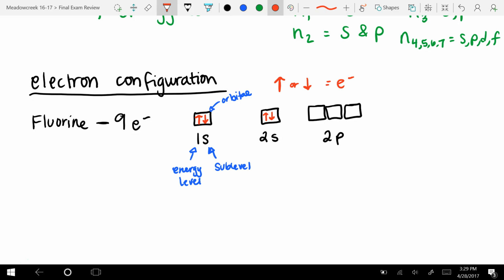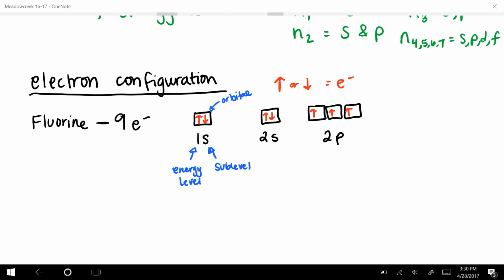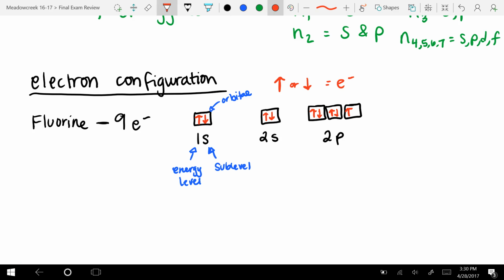Now, when we get to the P level, all of the orbitals inside the P sublevel are equal to each other. They're more energy than 2s, but all 3 2p boxes are equal to each other. So the electrons are going to spread out first. They're going to say 1, 2, 3. I still need 2 more. Right now I've got 7 filled in. So now they're going to go back in and fill in, and I'll have 1 empty space.